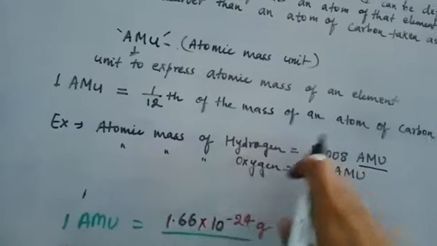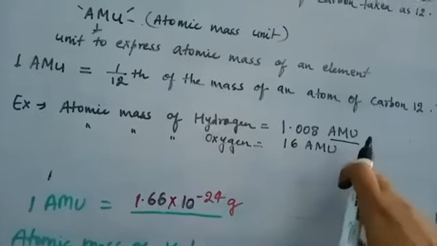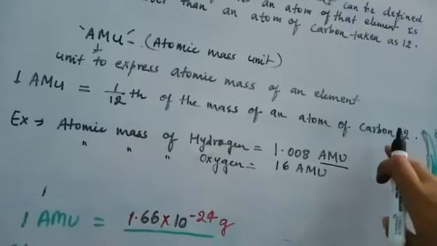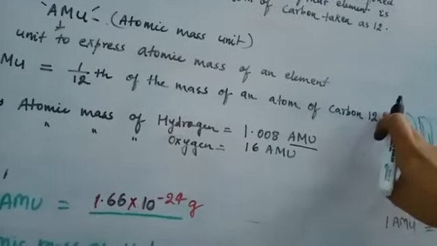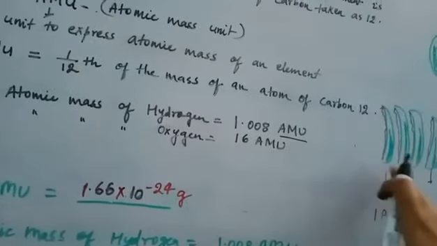Similarly, the atomic mass of oxygen was found to be 16 AMU. You can also write the atomic mass of carbon. How much will it be? It is taken as the standard, 12. So you can write here that the atomic mass of carbon is 12 AMU.